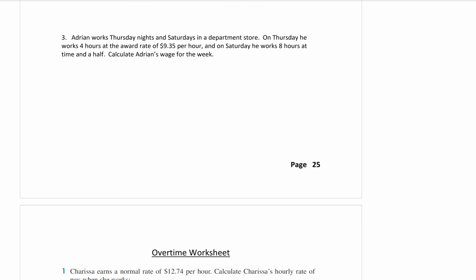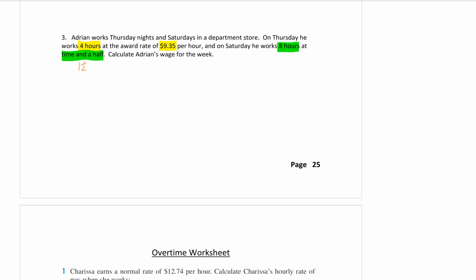Adrian works Thursday nights and Saturday nights in a department store. On Thursday, he works for 4 hours at a rate of $9.35 per hour. On Saturday, now I'm going to highlight this in a different colour. On Saturday, he works for 8 hours at time and a half. Okay, so that time and a half means the 1.5 bit again. Okay, so Thursday, that's a normal weekday. He just gets his normal pay.